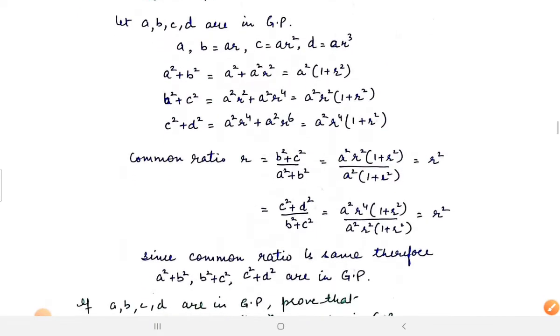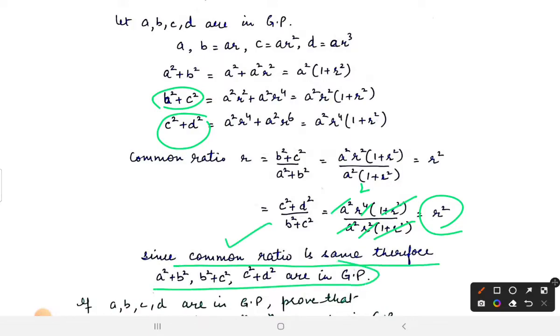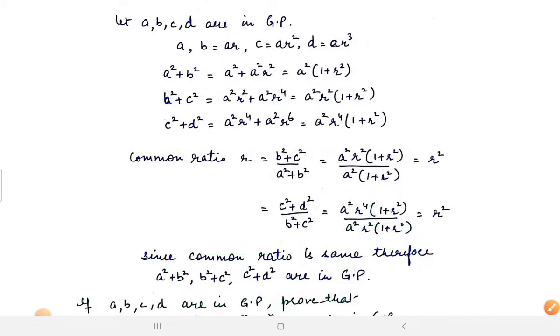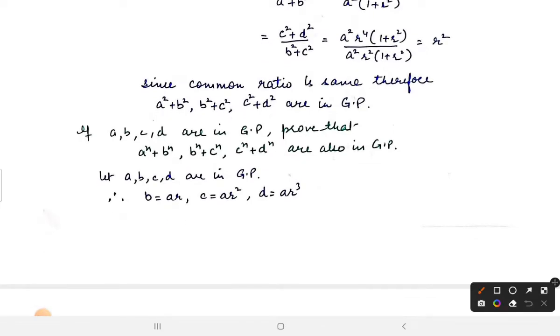Again dividing c square plus d square by b square plus c square. If you divide, you will get this cancels with this, cancels with this. This is r square. So we have again the common ratio as r square. Since the common ratio is the same, therefore these terms are also in GP. Clear?